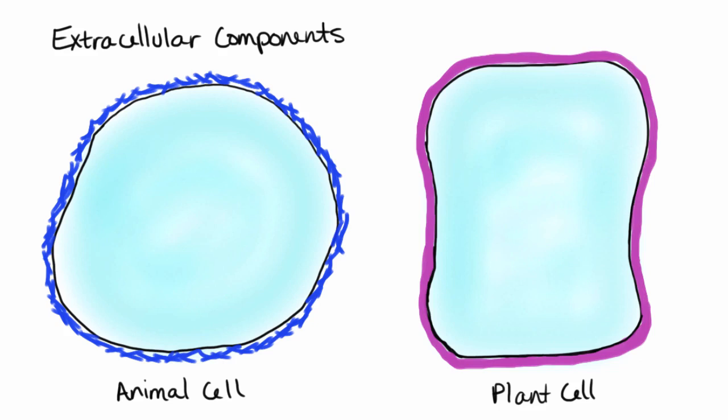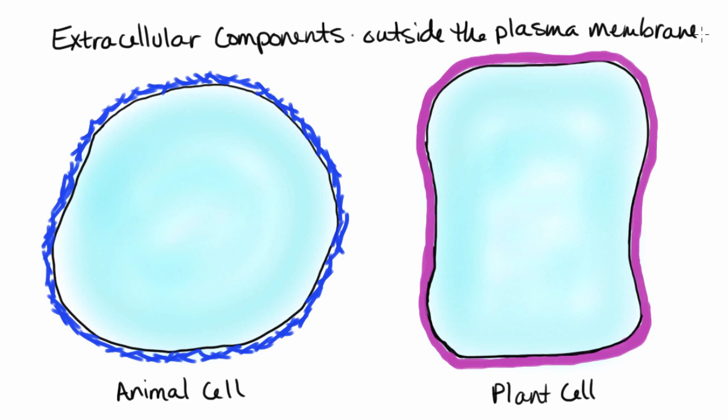Extracellular components are going to be components that we find outside the plasma membrane. And so they're somewhat outside the cell, and depending on the cell type that we're looking at, we're going to have different extracellular components listed there. So if we look at these two cells here, we have an example of an animal cell, and we also have the plant cell. And as far as the plasma membrane goes, that's the black line. So this would be the plasma membrane.